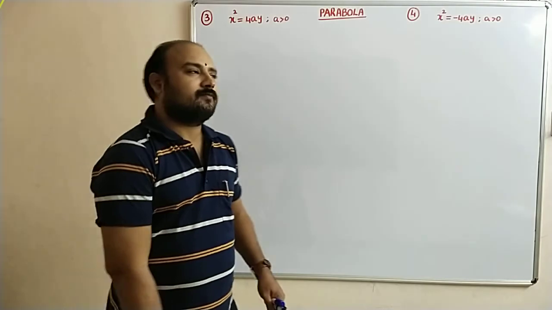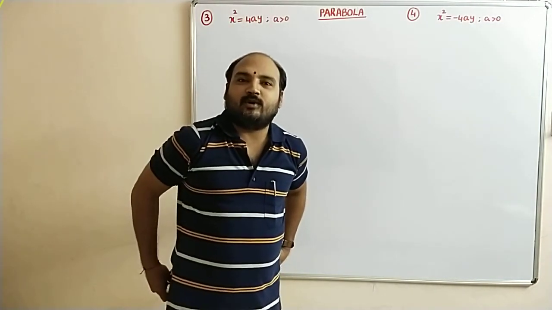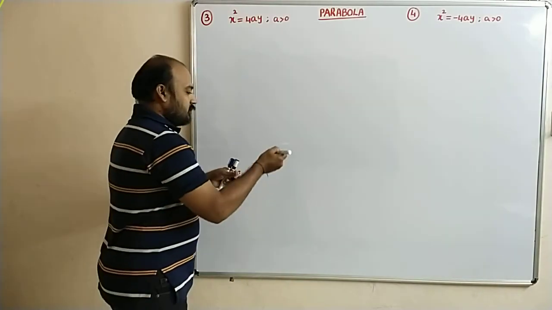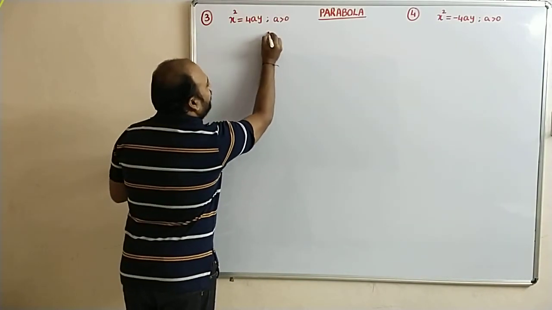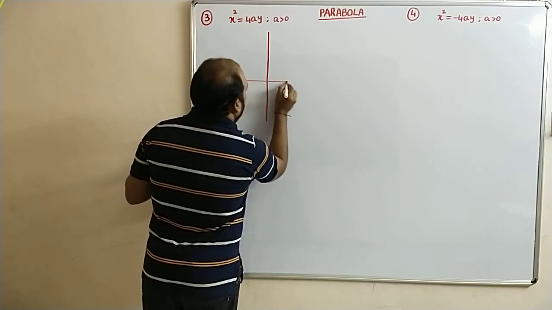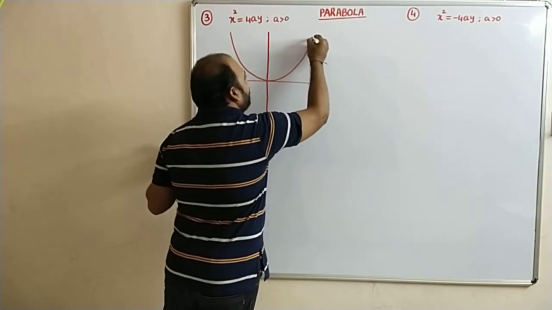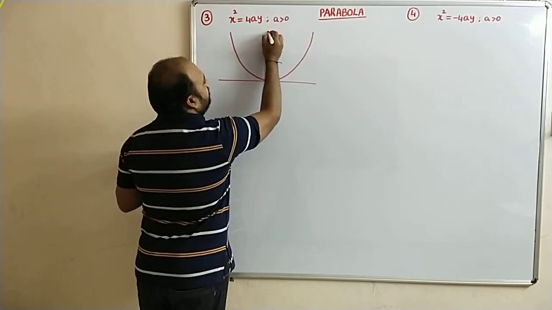The next type, x square equal to 4ay, where a is greater than 0. This is an upward parabola. So x square equal to 4ay, the figure will become like this. The curve is symmetric about the y-axis.